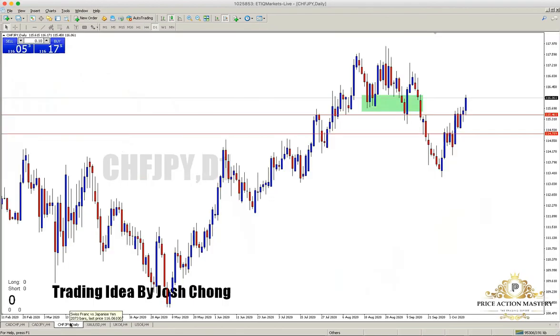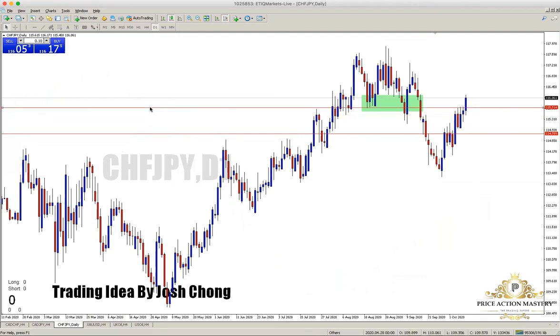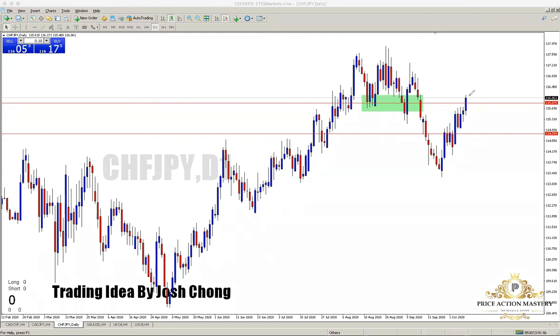The next will be CHF JPY. I'm going to see the market retrace to this key line, because buy is with the trend now. Just with the trend, we test this level and we can see an upside exposure.